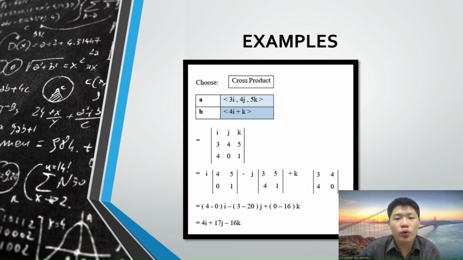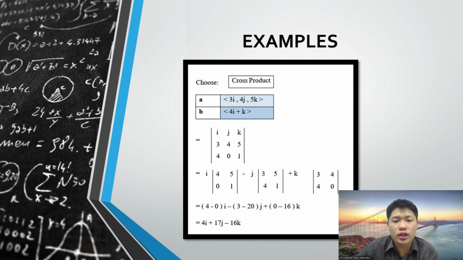Now we can choose algorithm related to vectors. We choose cross product. Vector A will enter 3i, 4j, and 5k. Vector B will enter 4i plus k. It will show me the step and answer.